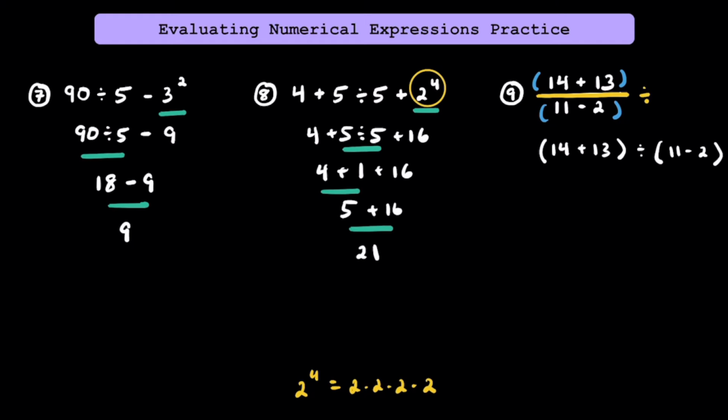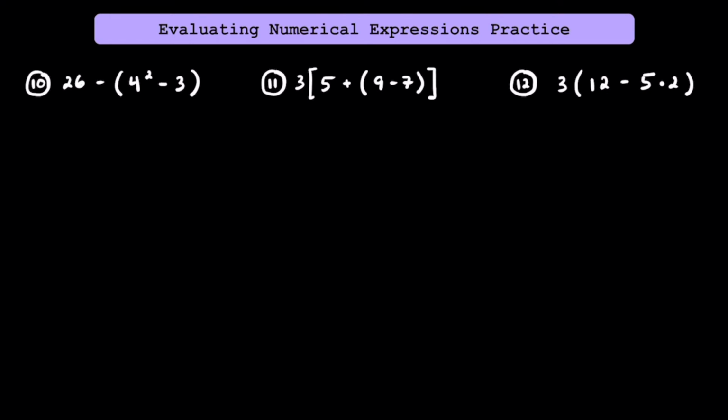We can solve each parenthesis separately, and I'm going to start with the one on the left. 14 plus 13 equals 27, and 11 minus 2 is equal to 9. Saving division for last, 27 divided by 9 is equal to 3. In number 10, we have 26 minus the quantity of 4 squared minus 3.